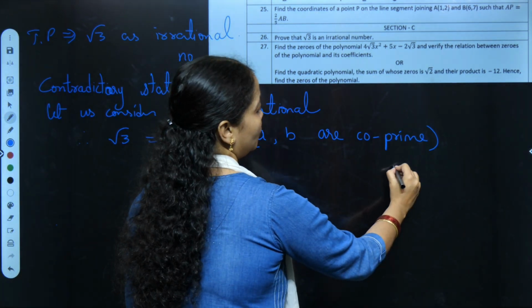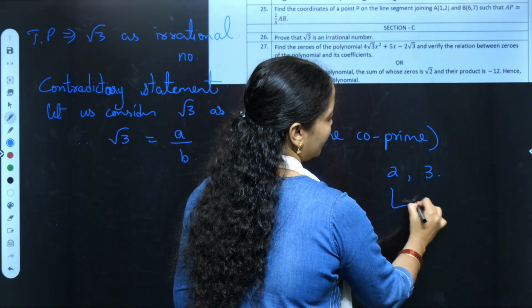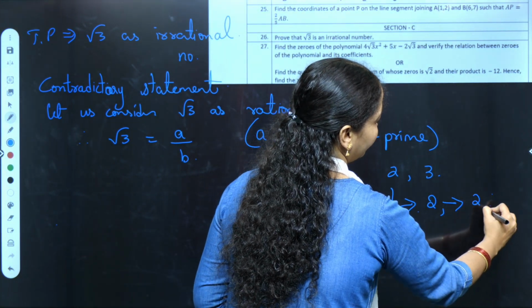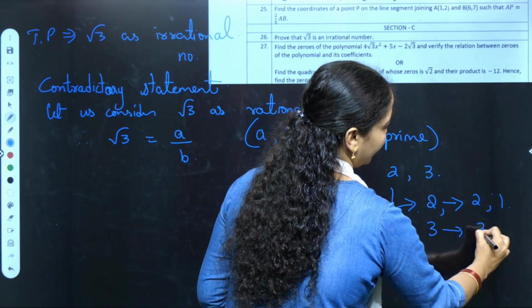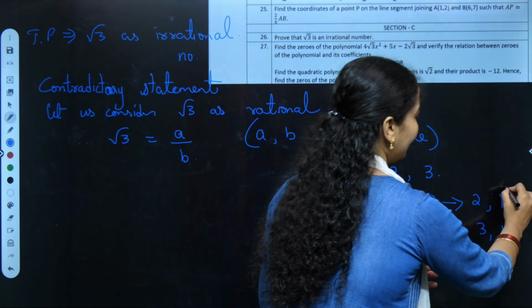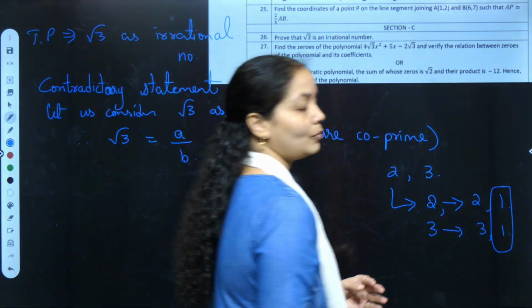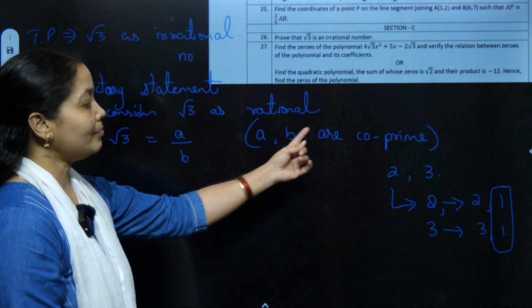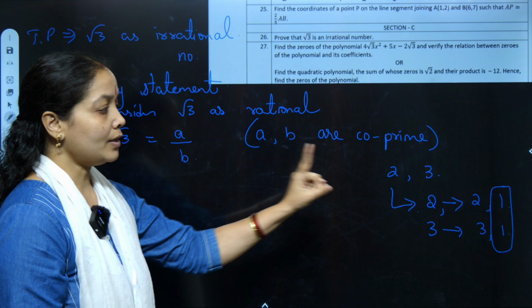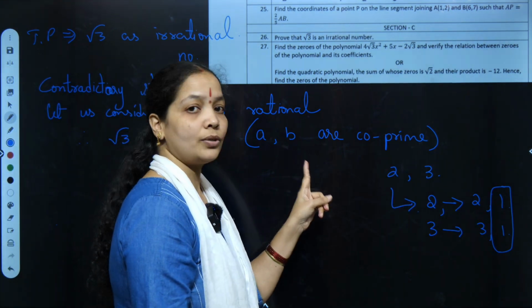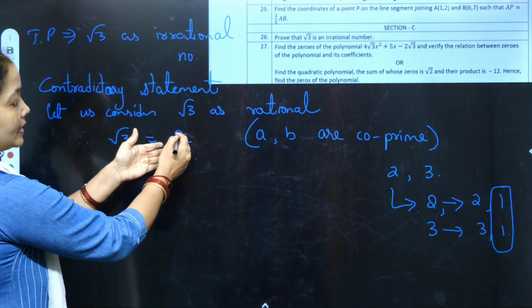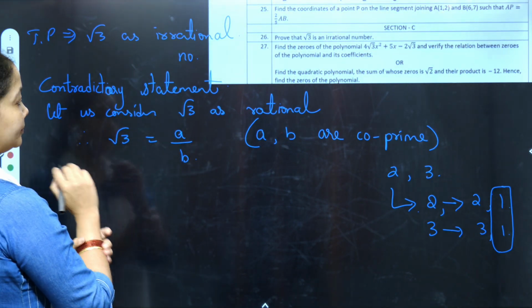Taking an example, if I am considering 2 and 3, the factors of 2 are 2 and 1. The factors of 3 are 3 and 1. So co-prime numbers are those numbers which have only 1 as a common factor, nothing more than that. So if I am considering a and b as co-prime, in a's table I should only have a and 1 as the factors. In b's table I should have only b and 1 as the factors. Therefore, when I took root 3 as a rational number, I can write it in a by b format.